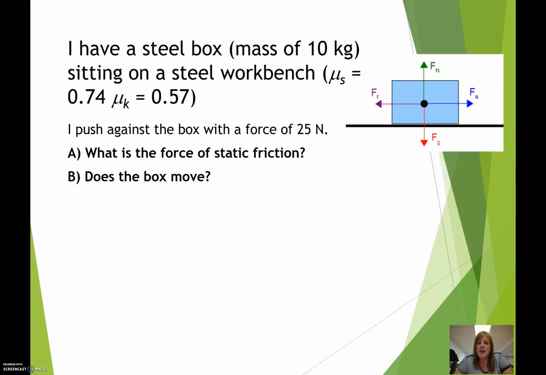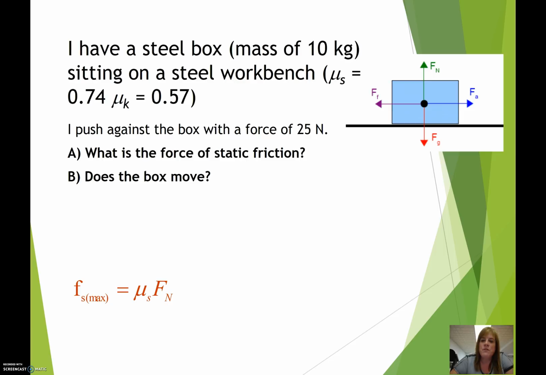Well, how am I going to do that? To figure out if the box moves, remember, we need to look at our Fs max. Our Fs max is the coefficient of static friction times the normal force. And so the normal force, oh, I do have to go to the y direction, don't I?